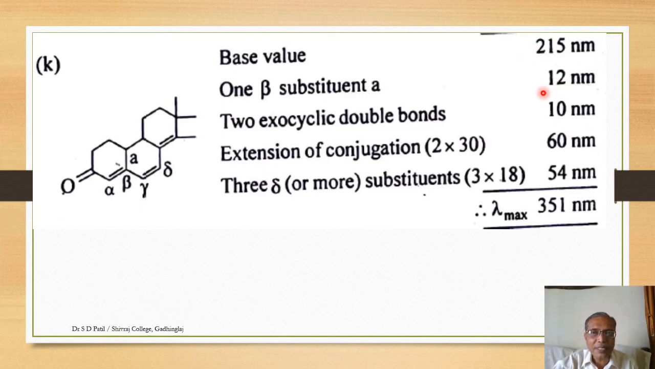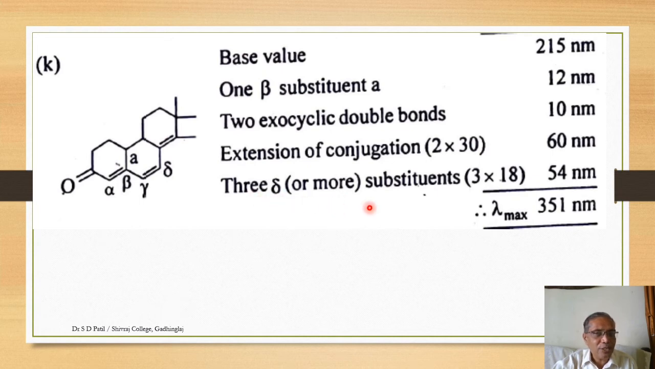The base value again is 215 because hexacyclic, one beta substituent labeled by A. At position beta there is one substituent labeled by A, which is a beta substituent. Two exocyclic double bonds. So this double bond is exocyclic and this double bond is exocyclic. Both the double bonds are exocyclic to this ring. Then there is extension of conjugation. So initially your enone is this one, then there is extension 2 times. This is one double bond extended, this is another double bond extended.